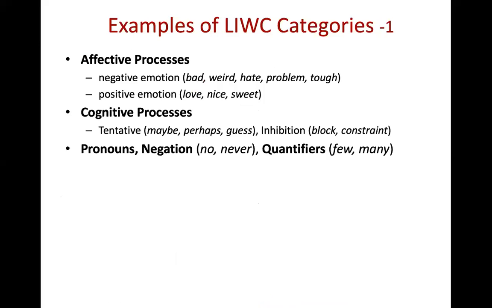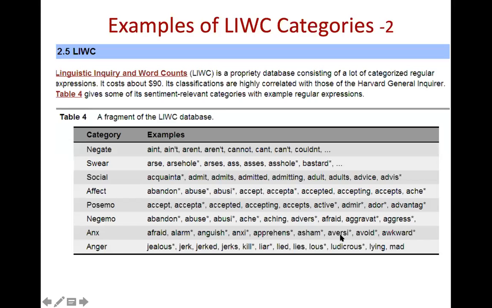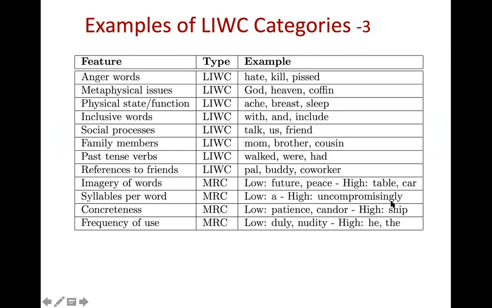with subdictionaries and sub-hierarchies. Examples of LIWC categories are affective processes: negative emotions like bad, weird, hate, problem, tough; positive emotions like laugh, nice, sweet; cognitive processes like maybe, perhaps, guess, as in "I'm thinking about something," so I am in the process of thinking. We have pronouns, negation like no and never, and quantifiers. Based on these categories you can employ LIWC in your algorithm as features, such as whether your words belong to particular LIWC categories useful for sentiment prediction. You can use it for training your models, and it will be very helpful. So I recommend that.